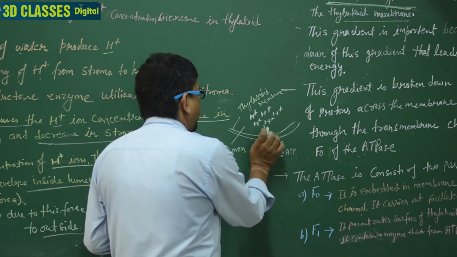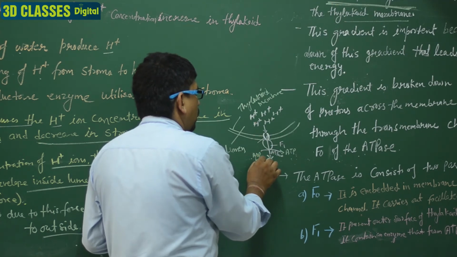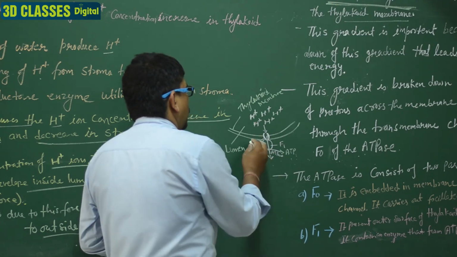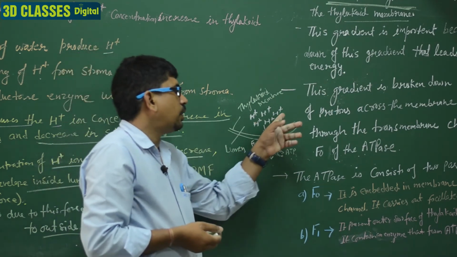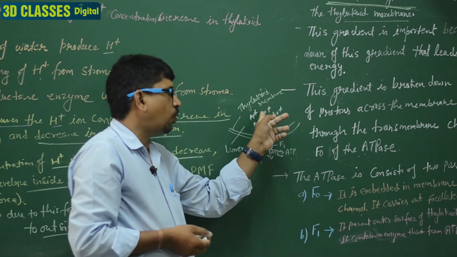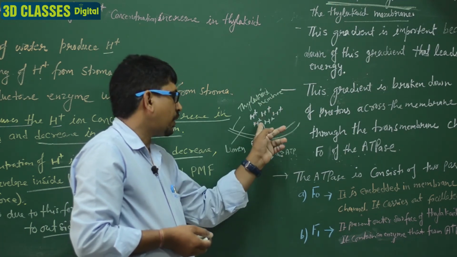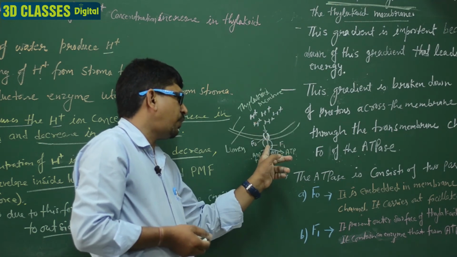It may form the ATP with the help of ADP plus inorganic phosphate. It is the F0. Clear? So we can say the gradient is broken down by the transmembrane protein. The protons are moved from inside to outside with the help of the ATPase complex. This complex contains the F0 and F1.